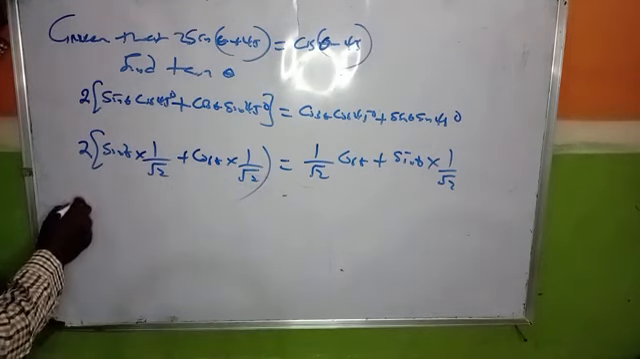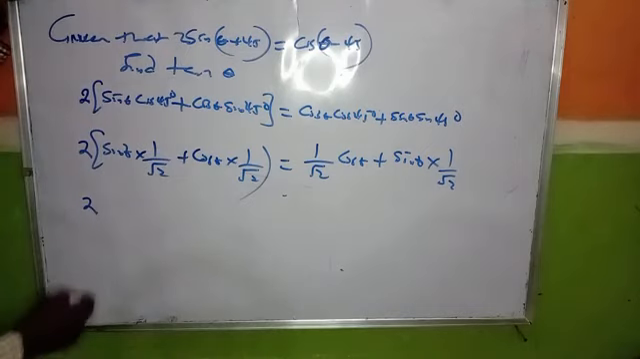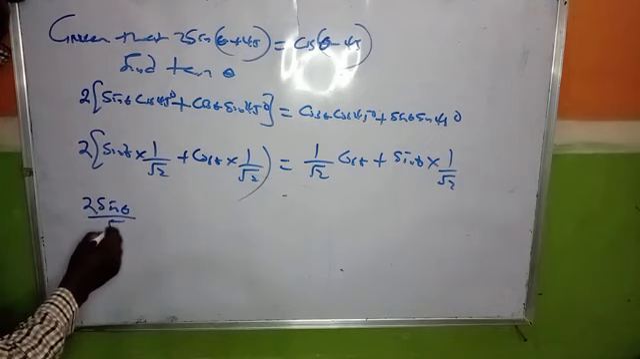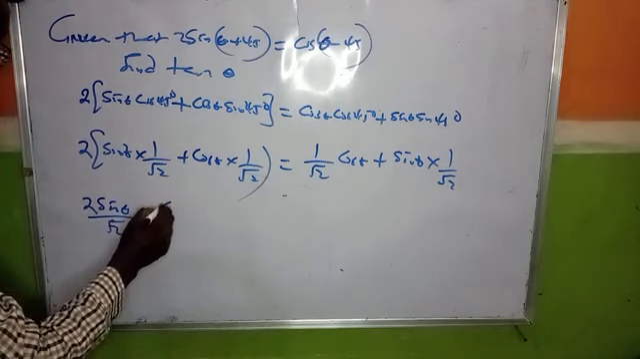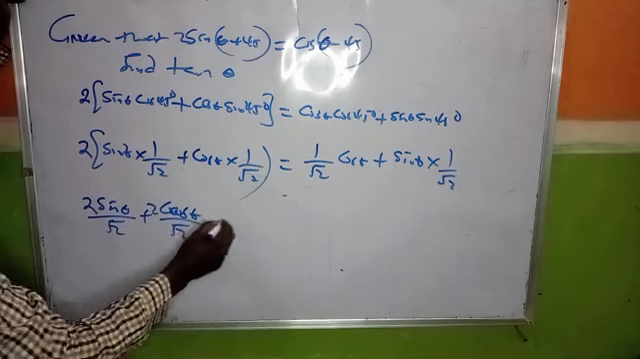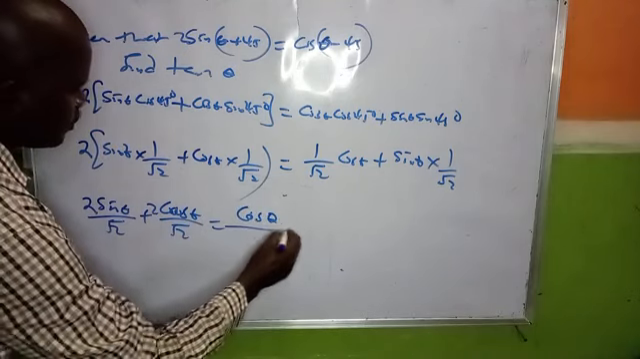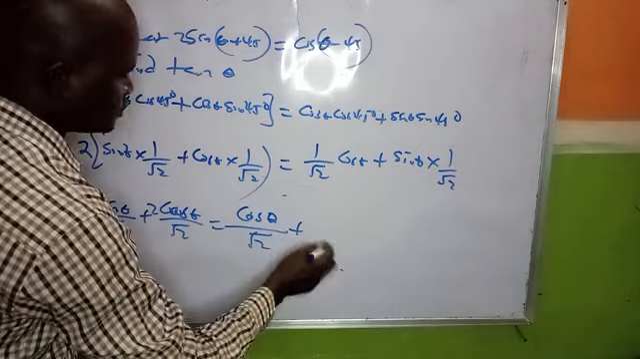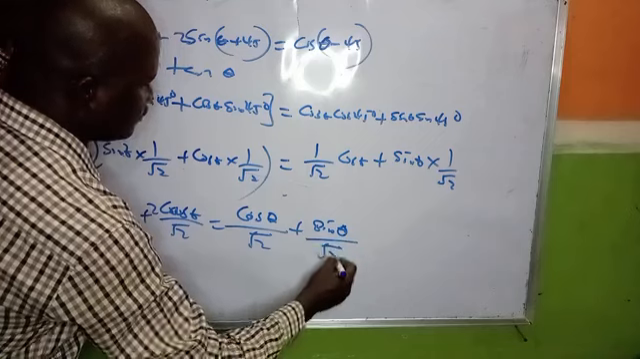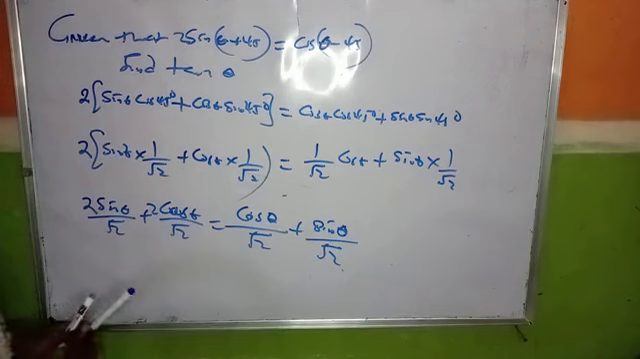So what you have there is 2. If you multiply this one by this, you will have 2 sine theta over root 2 plus 2 cos theta over root 2 equal to cos theta over root 2 plus sine theta over root 2. So you have it like this.